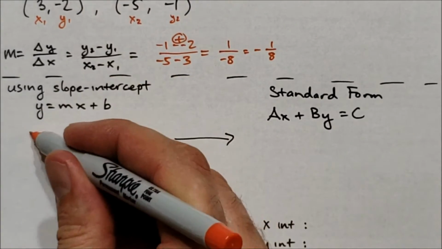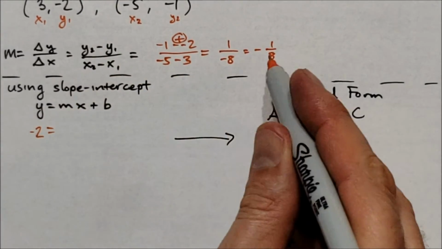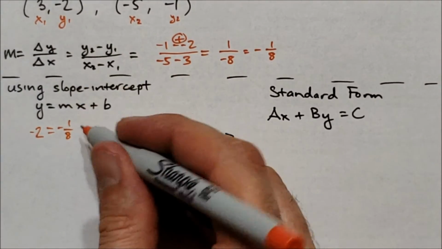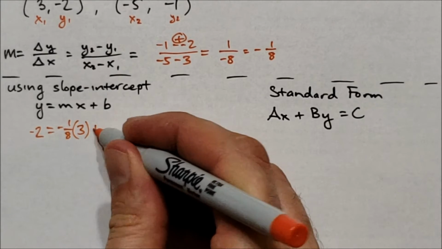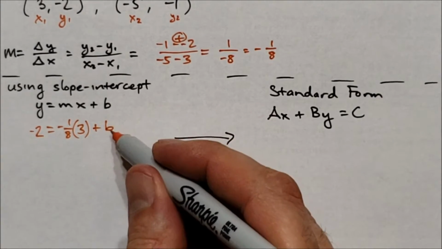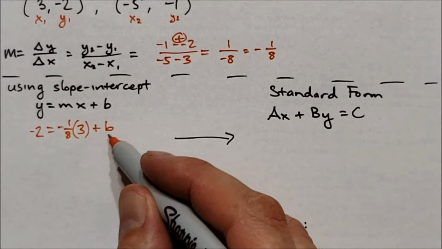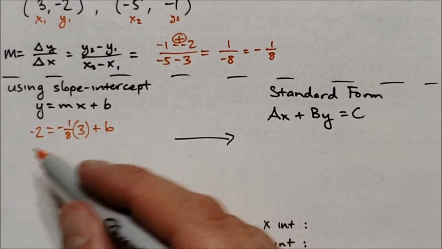Negative 2 is the y. The slope is our negative 1/8. X is the corresponding 3. Those are going to be multiplied. And we're looking for b. We don't know what that is, but we have just a bunch of numbers along with the b. We just need to isolate the b, get everything else on the other side.